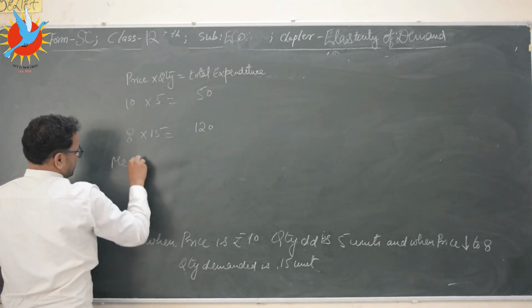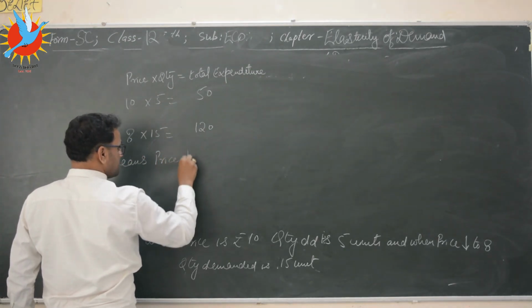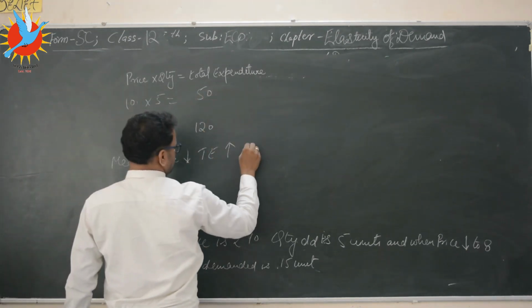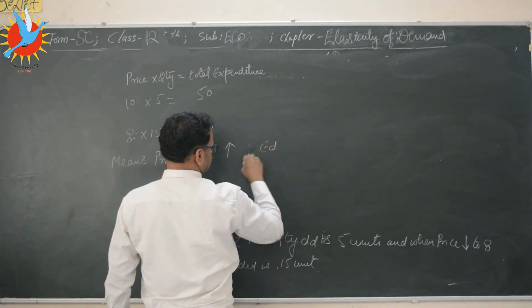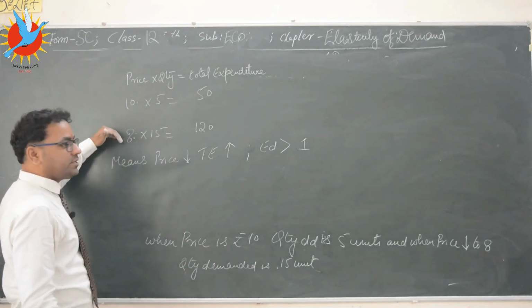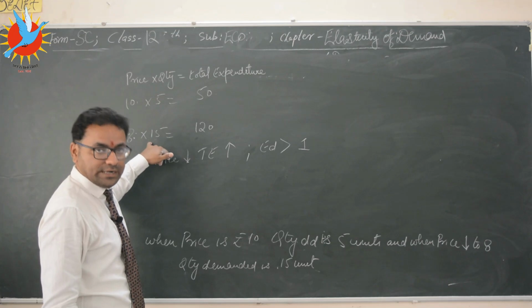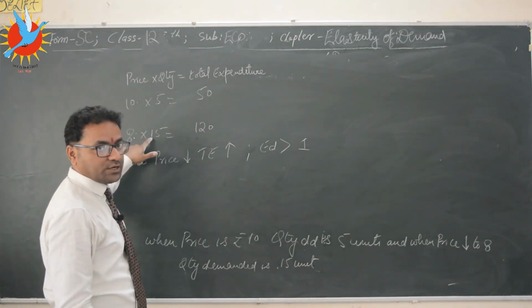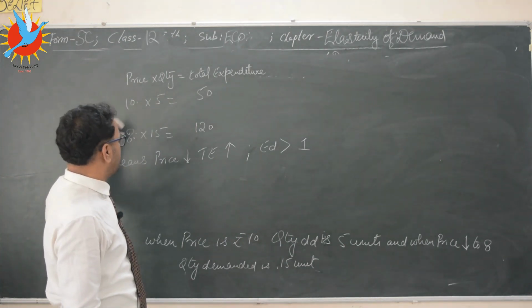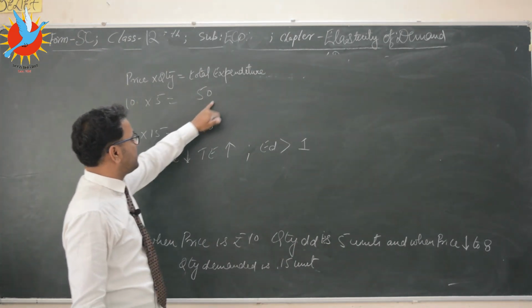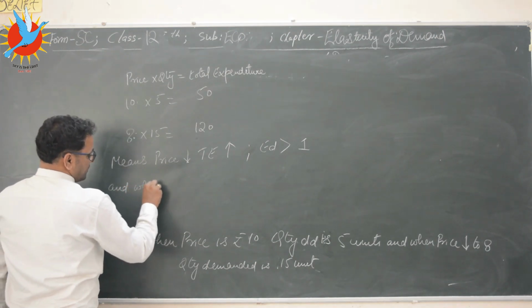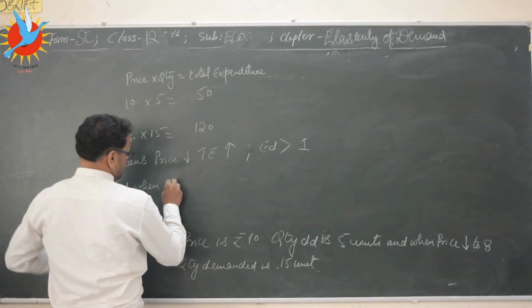Means price decreases, total expenditure increases. Price decreases, total expenditure increases, then ED is greater than 1. We can do it in the reverse manner also. When price was 8, total expenditure is 120 because quantity demanded is 15. Means at price of 8, consumer buy 15 units. When price increases to 10, he buy 5 units. So when price increases and total expenditure decreases, then also elasticity of demand will be greater than 1.